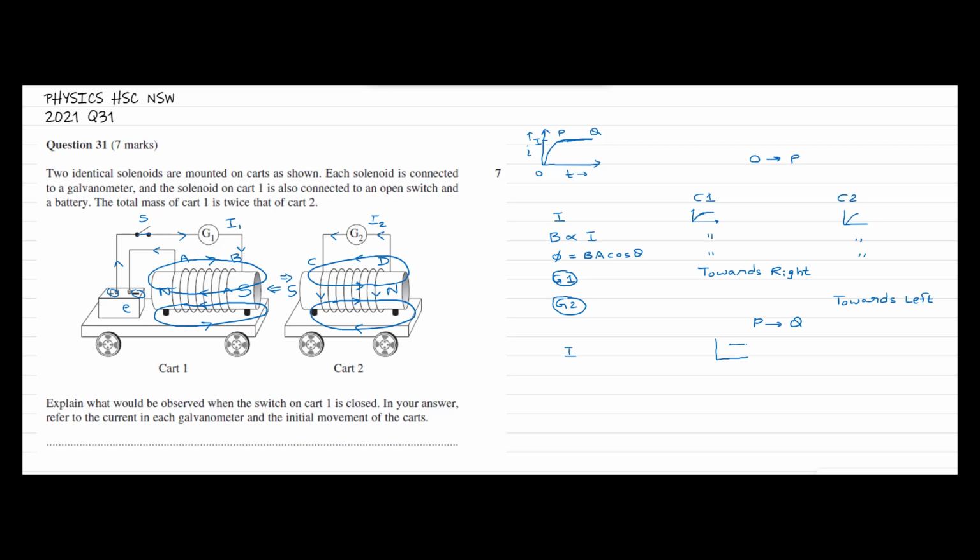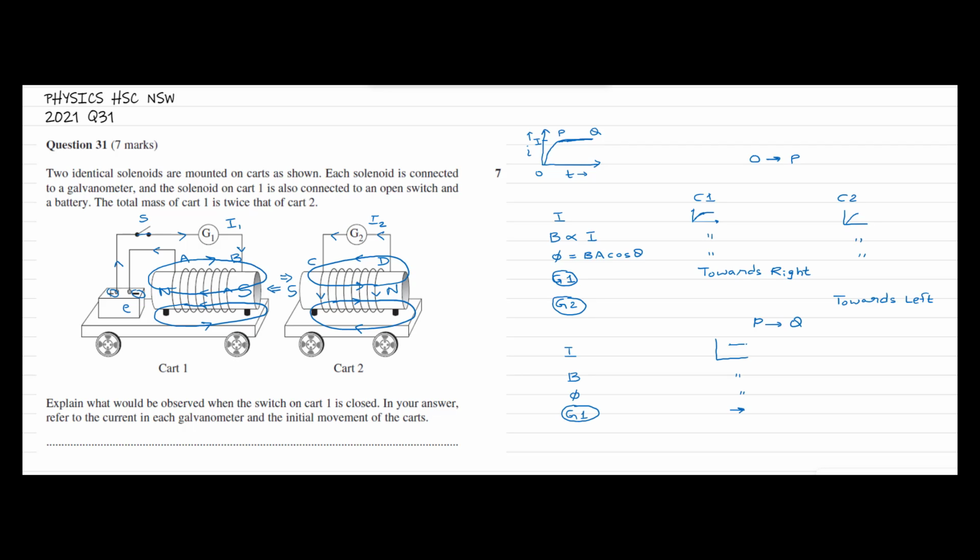And B, magnetic field intensity, it would have also reached a maximum value, and it will follow a similar pattern. And phi, which is proportional to B, will also follow the similar pattern. As far as the deflection in the galvanometer G1 is concerned, it will be pointing to the maximum current, and of course it will be pointing towards right. But how about cart 2? Will there be any current in the circuit?